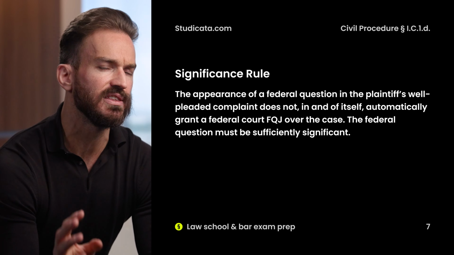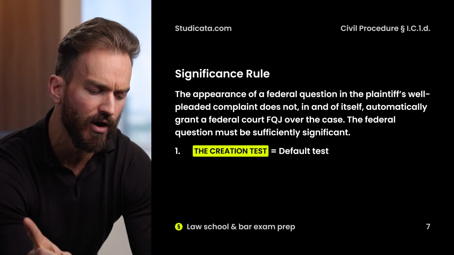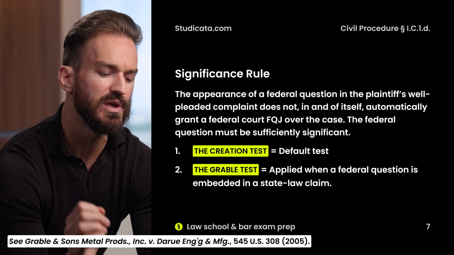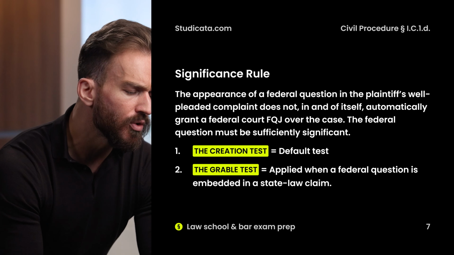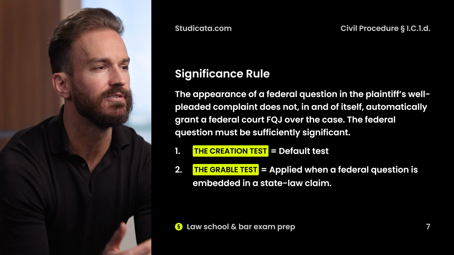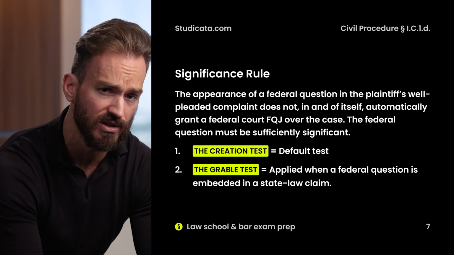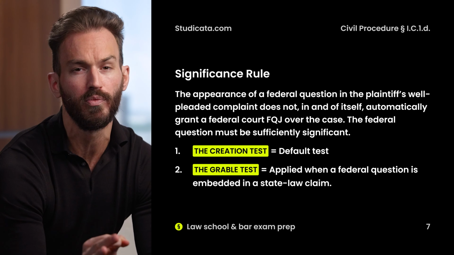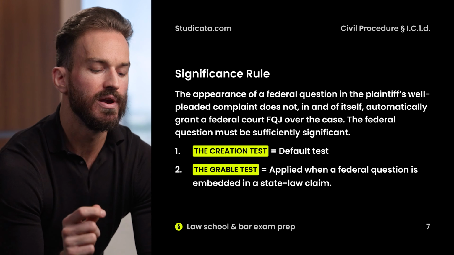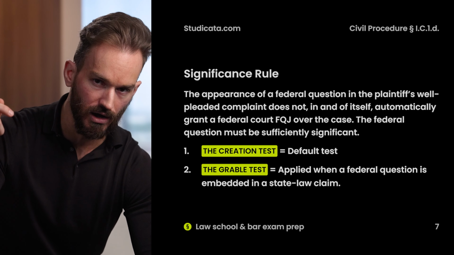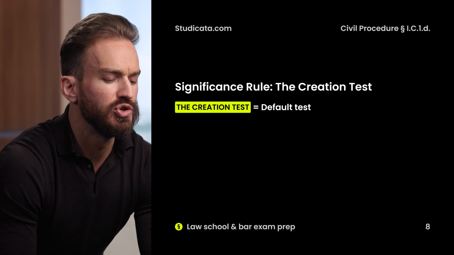So when we're thinking about the significance rule, we have two tests. We have the creation test, which is our default rule, and the Grable test, which we apply when a federal question is embedded in a state law claim. So it's important to recognize here, if we're wondering whether a question presented on the face of the plaintiff's complaint is sufficiently significant, we always start with the creation test. The Grable test is kind of a backup we apply when a federal question is embedded in a state law claim. Okay, so let's start with the creation test. This is somewhat intuitive to apply.